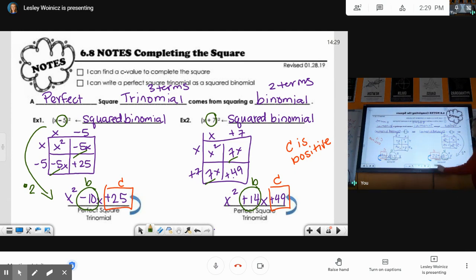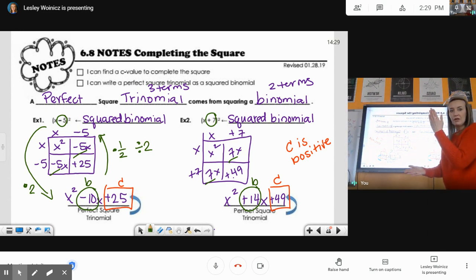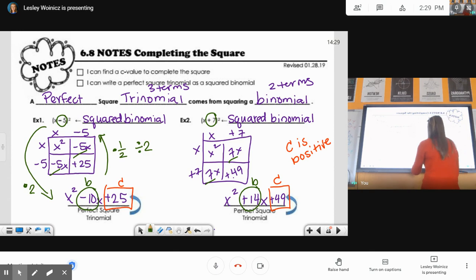But remember, in this unit, we want to go backwards. So if we're going backwards from 10 to 5, that's times 1/2, or dividing by 2. So one of the first things that we're going to be doing in completing the square is chopping our B value in half. Okay, so let's talk about that right now.